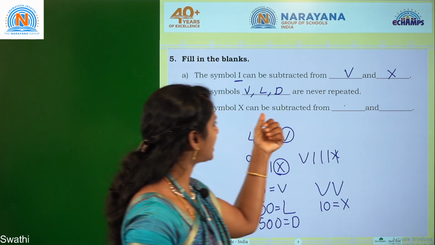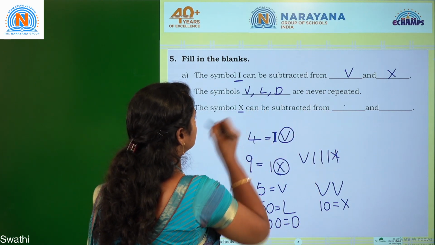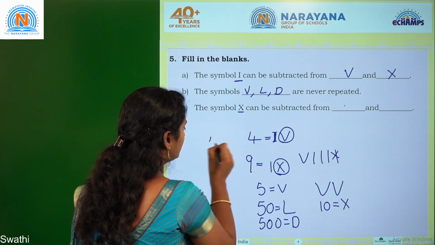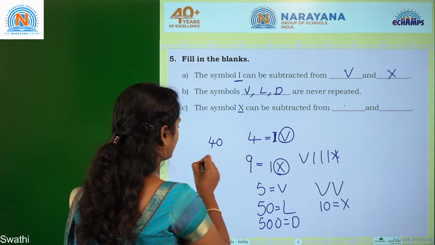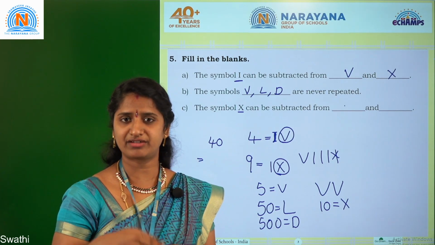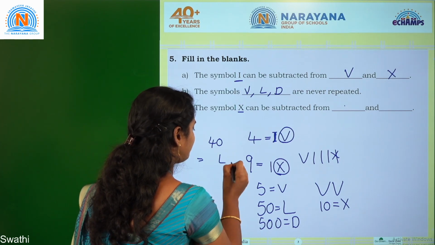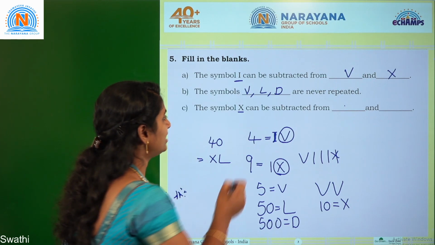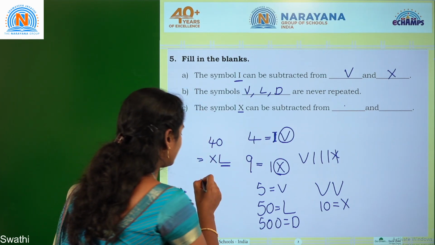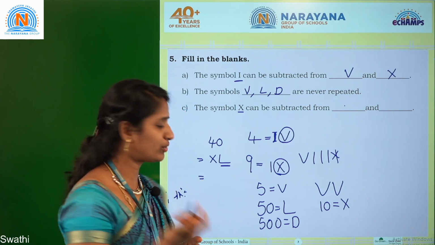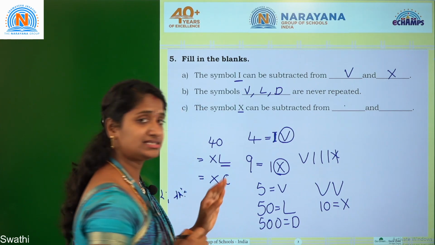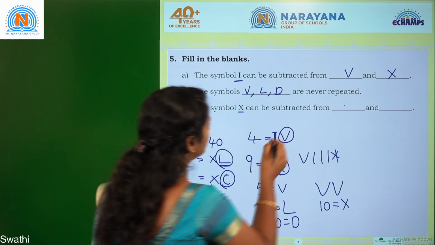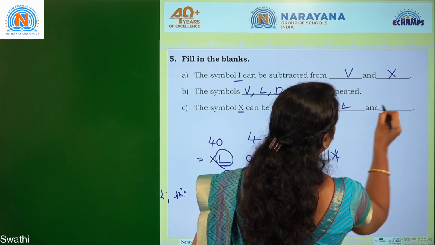Okay, the next one. The symbol X can be subtracted from which letters? Okay, here I'll check 40. How can I write 40? Can I write X, X, X and X, like 4 X's? No. So how am I writing? It is 50 minus 10. I am writing X on the left side of 50. 50 minus 10 is 40. So here I am subtracting. And next 90. How can I write 90? X and C. It is 100 minus 10. It is 90. I can subtract X from L and C. So you can write it here: I can subtract X from L and C.